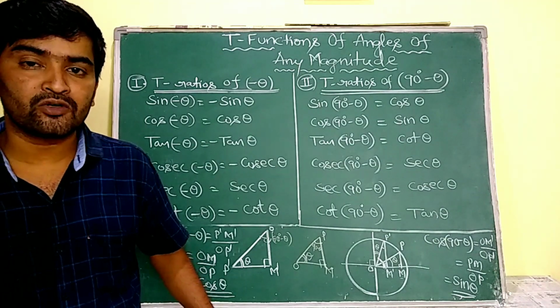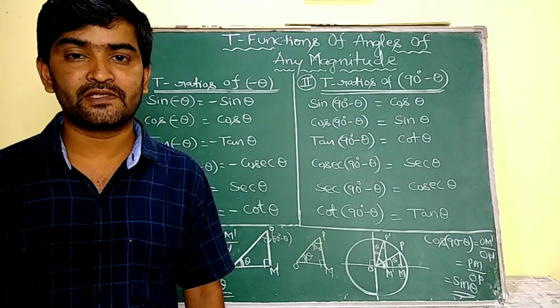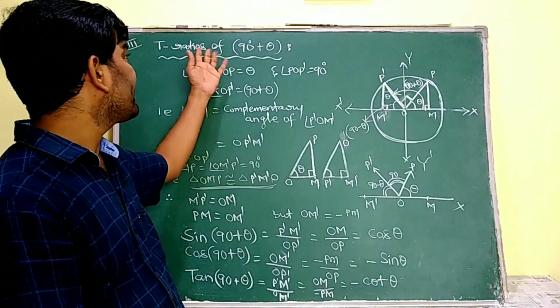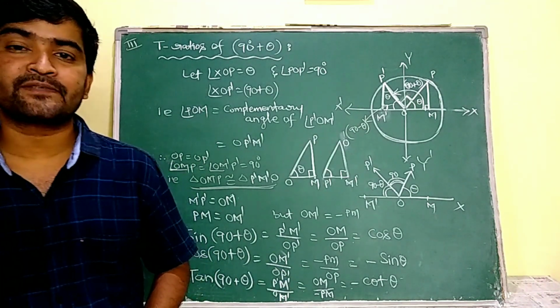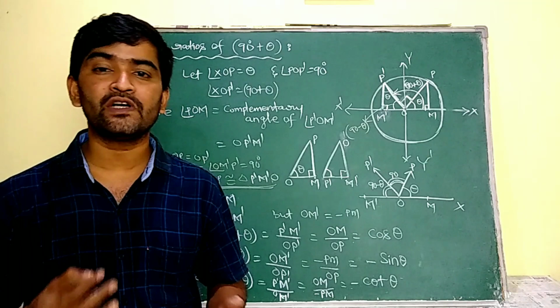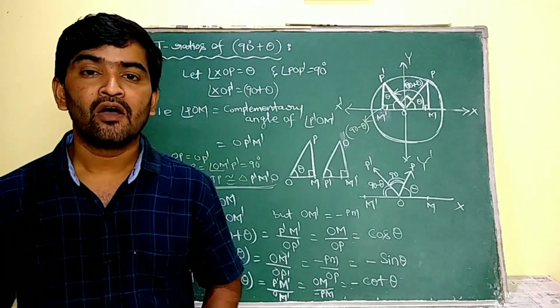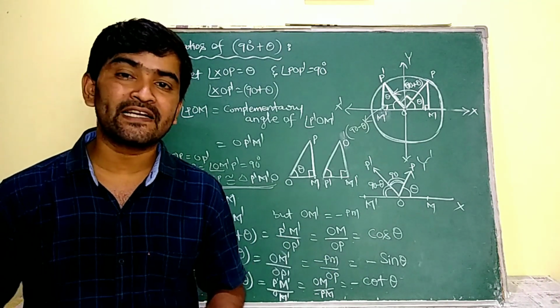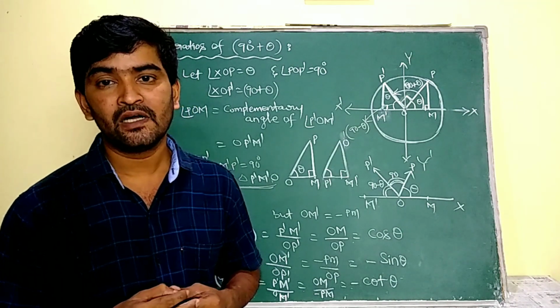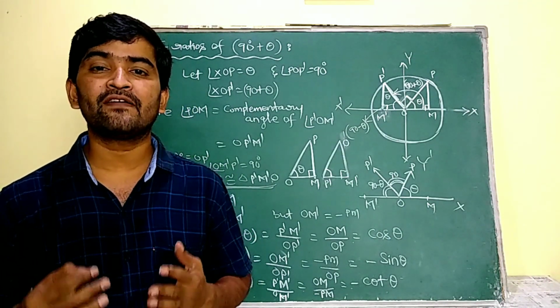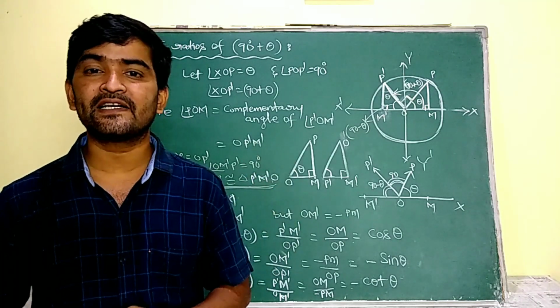Now we are going to continue with the next concept: the trigonometric ratios of 90 plus theta. Here I am going to explain theoretically how we obtain its values. After explaining all these theoretical values, I am going to explain the shortcut method. Then you will feel it is comparatively very easy.